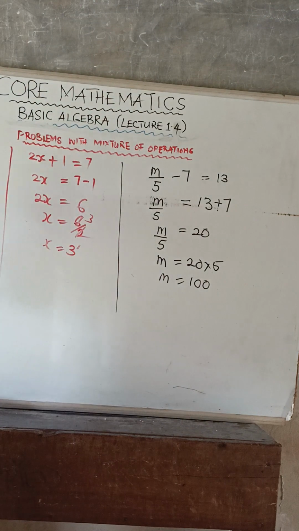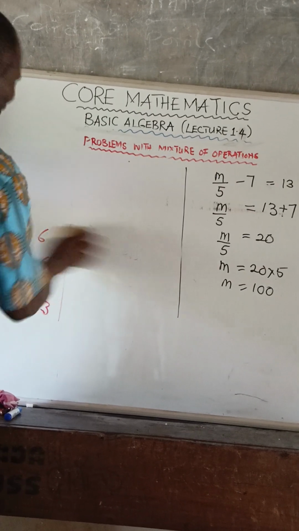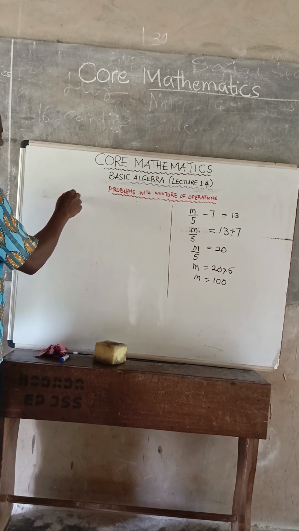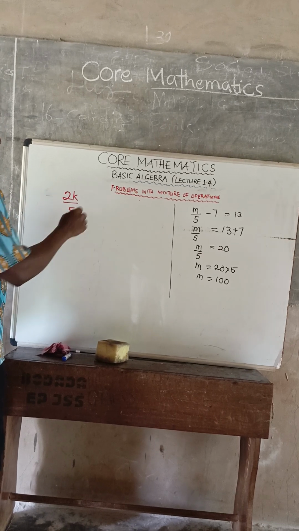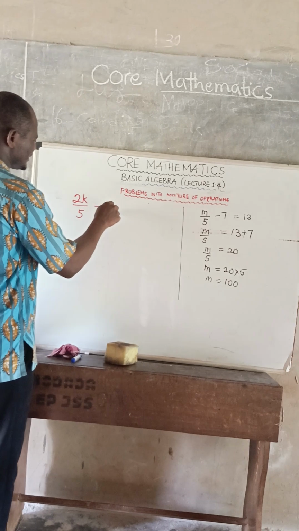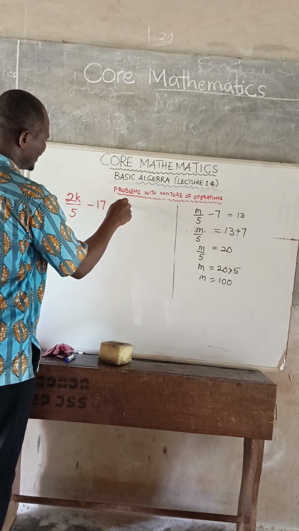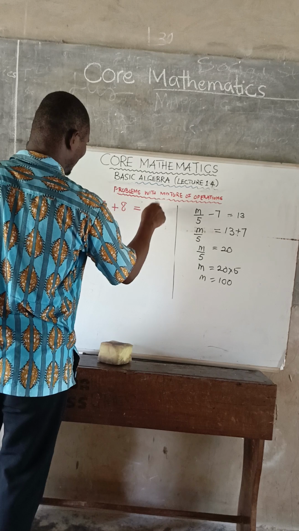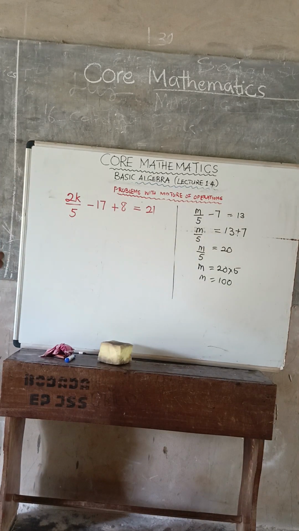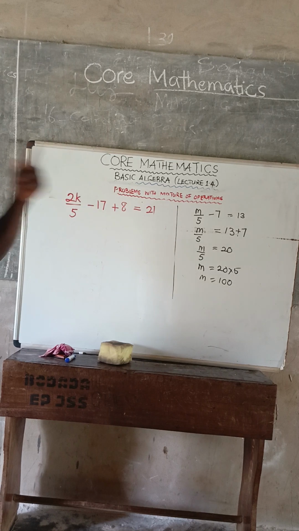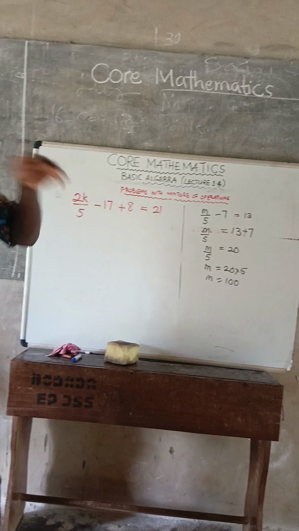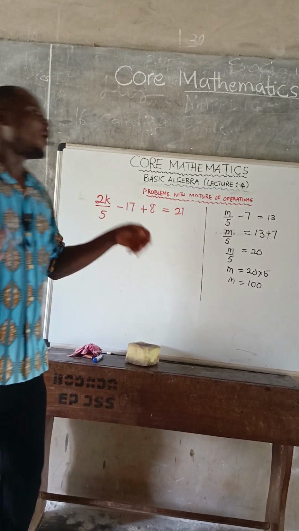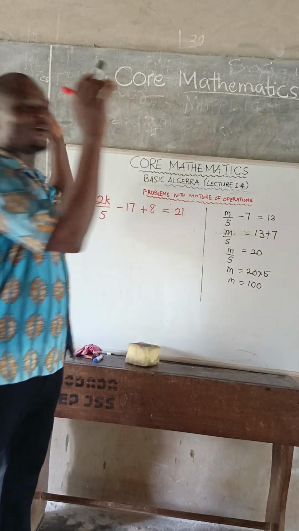Now let me give a particular question that involves maybe all 4 operations, plus, minus, times, and division. Let's say I give you 2k over 5 minus 17 plus 8 equal to 21. If you look at this, the 2 is multiplying the k, so multiplication is in the work. The 5 is dividing all of them, so division is in the work. The 17 is subtracting, so subtraction is in the work, and plus is also there with the 8. All the 4 operations, plus, minus, times, and division, are all in the work.